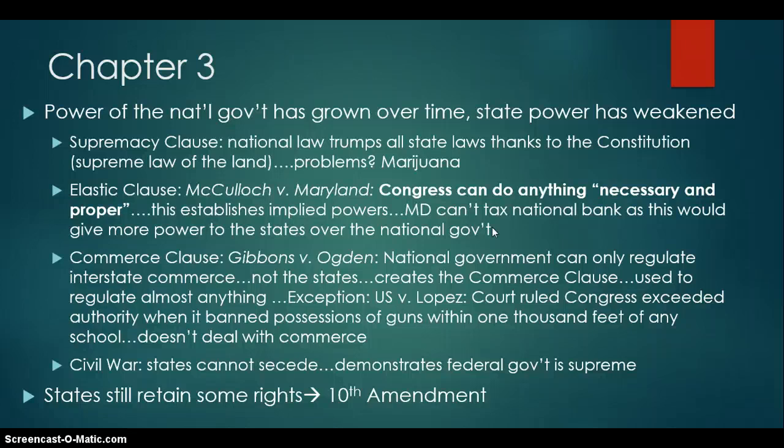Having a national bank is necessary and proper, and therefore the states cannot tax it, even though the national bank at this point was in Maryland. So again, the big thing that comes out of McCulloch v. Maryland: Congress can do anything that's necessary and proper.